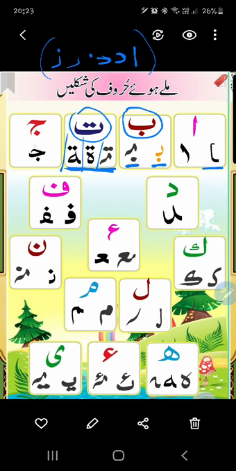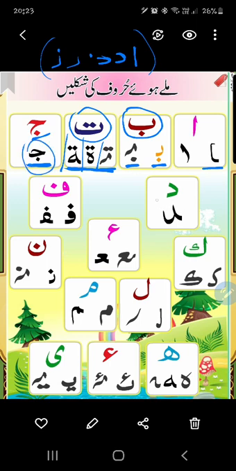The jim, the main part of the jim is the dot under, and take note of the way it is written. So there's a jim at the beginning of a word when other letters are joined to it.